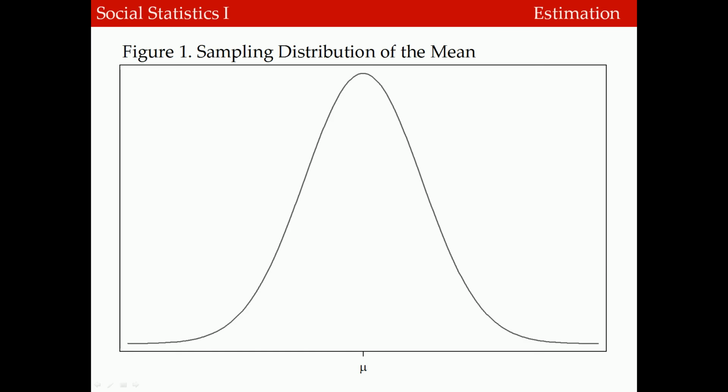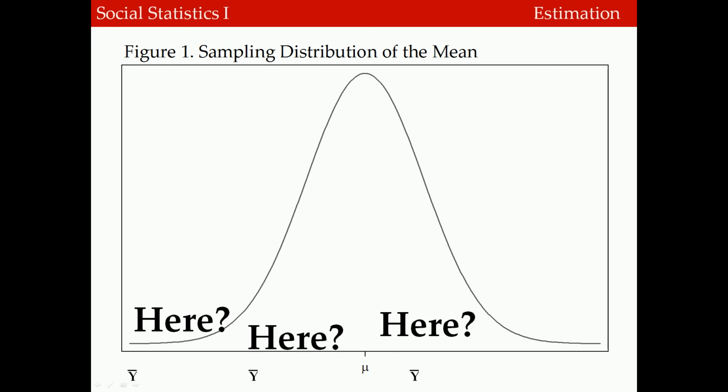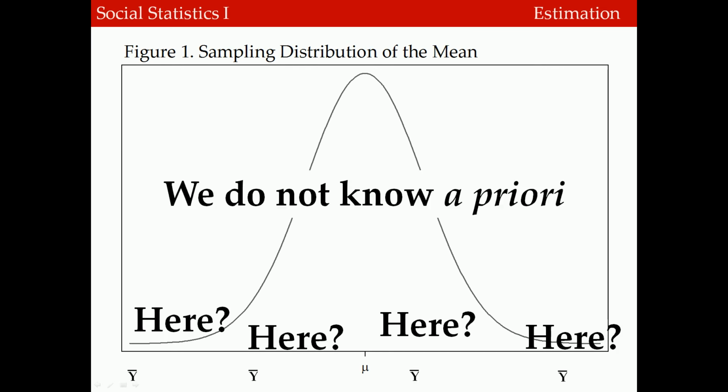So this figure illustrates the shape of the sampling distribution of the mean. Notice that it follows a normal distribution centered around the value of the true population mean, in this case mu, the population mean. Where does a given sample lie in the sampling distribution? Is it here, or here, or here, or here? The problem is we don't know. We don't know a priori where our sample mean is on the sampling distribution.